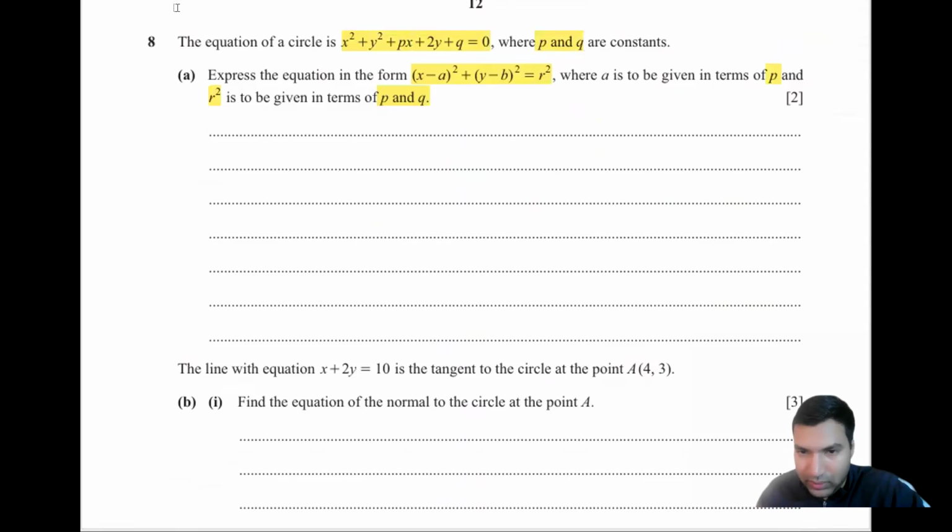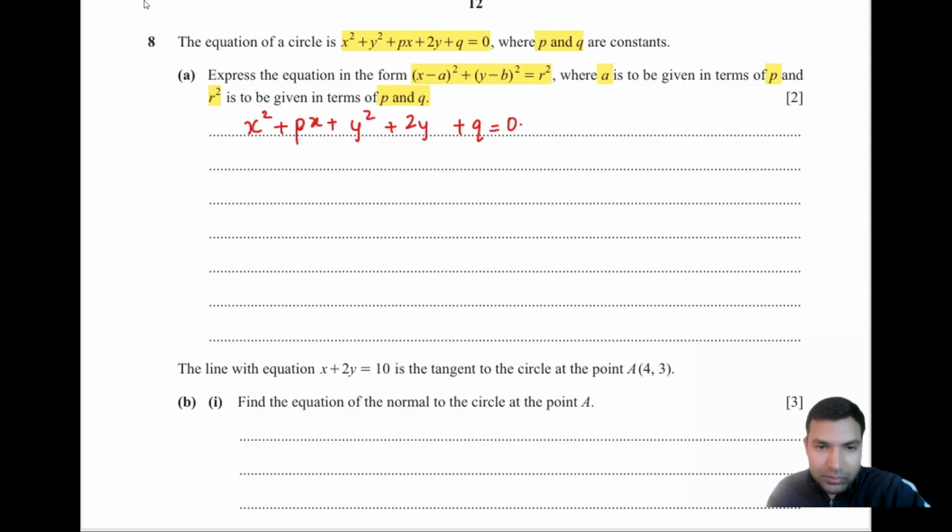So a is to be given in terms of p. All right. Okay, perfect. Now we'll do completing the square here. So let me write it down. x squared plus, let me write the like terms together, px plus y squared plus 2y plus constant q equal to 0, right?